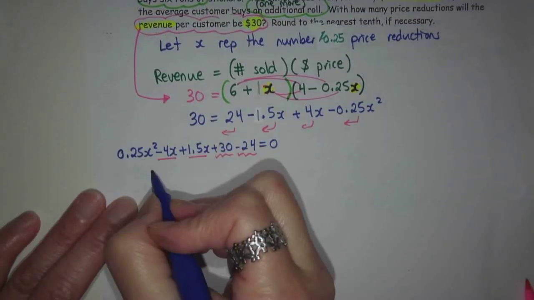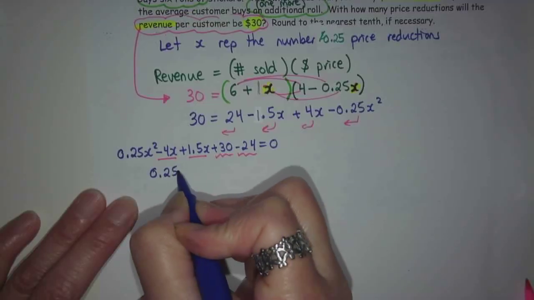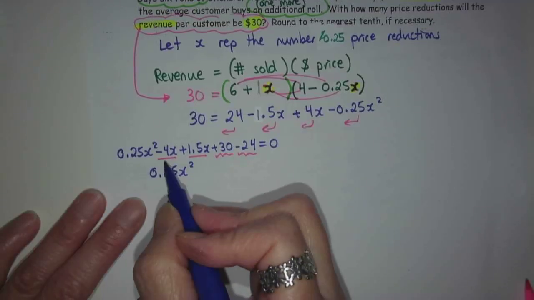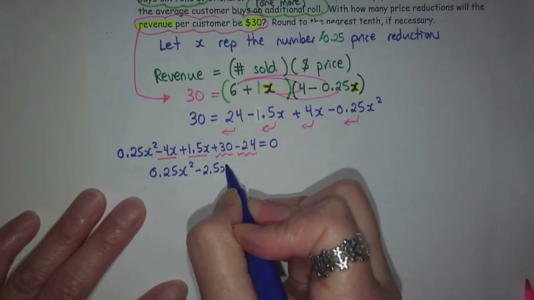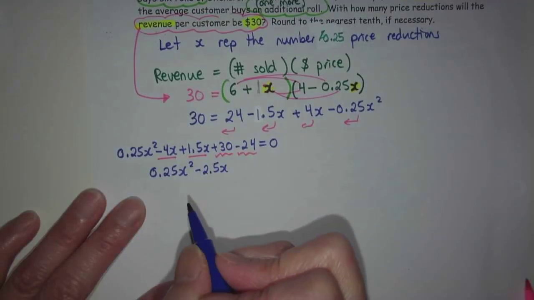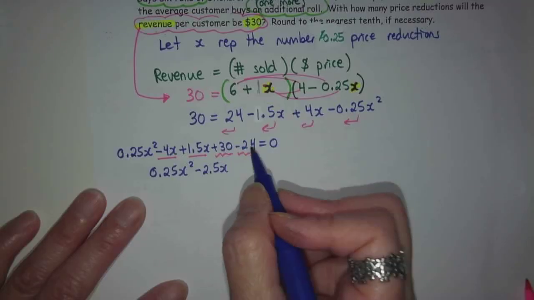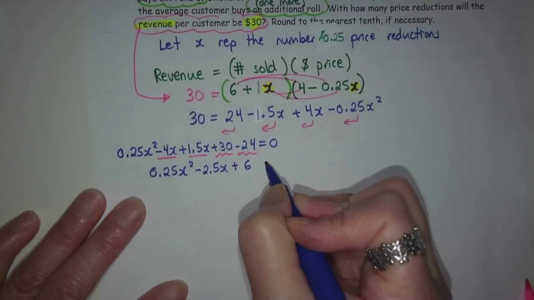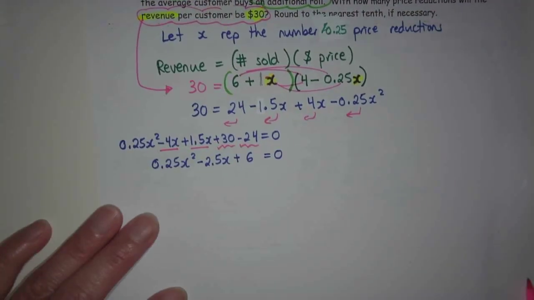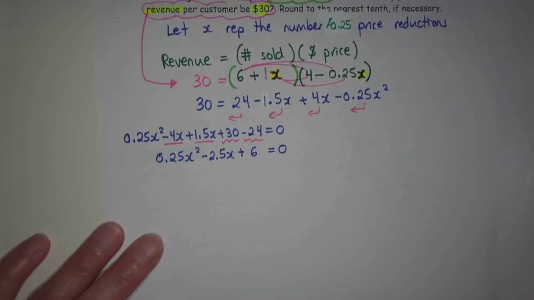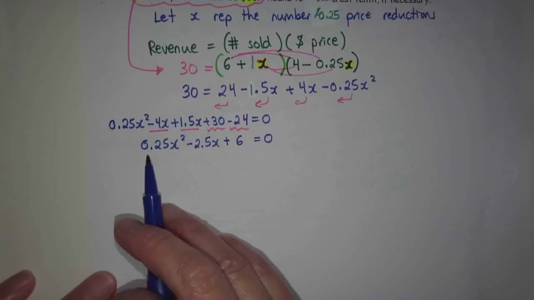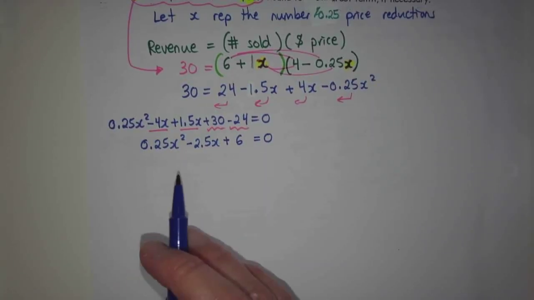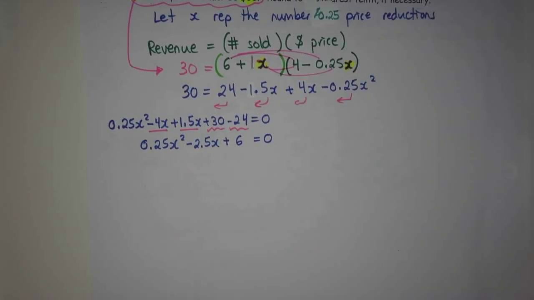So we're going to get 0.25x squared, and this becomes minus 2.5x, negative 4 plus 1.5, and then 30 minus 24 is plus 6 equals 0. Okay, so you can factor that if you can, or you can use the quadratic formula.